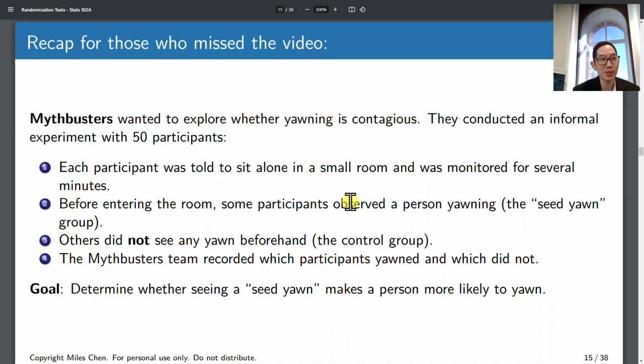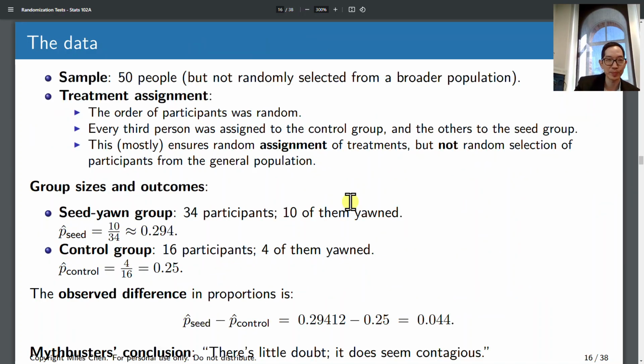And then the Mythbusters watched them and recorded which ones ended up yawning and which ones did not. The goal is to see whether a seed yawn makes a person more likely to yawn. Okay, so the data, all right, we had a total of about 50 people.